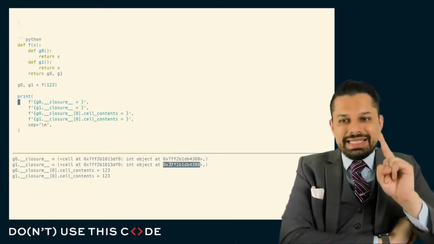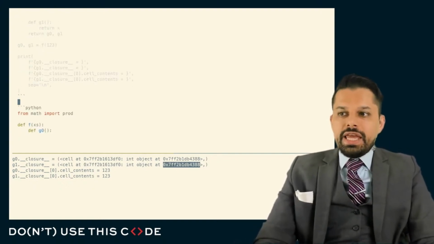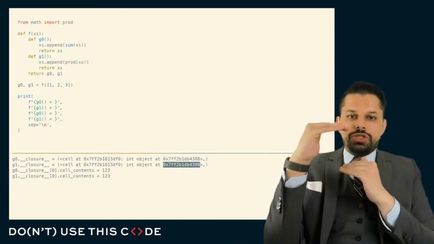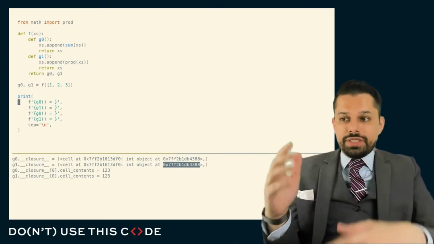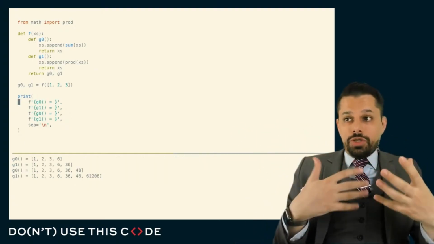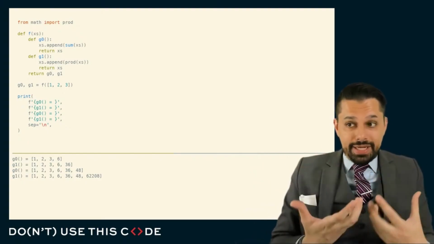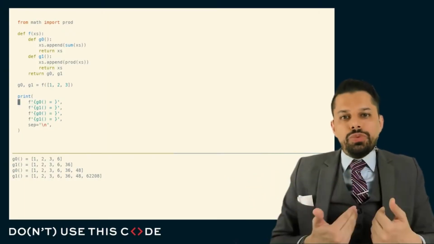And they point to exactly the same integer, which means if we happen to have some mutable data that was closed over and shared between these two functions, well, it stands to reason that that will be visible from both functions. That is to say, G0 and G1 are going to be operating on the exact same mutable x's. So when I call G0 and it does an append, I'll see that append visible on G1.